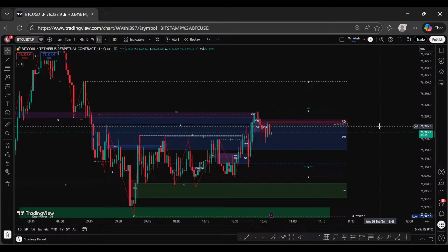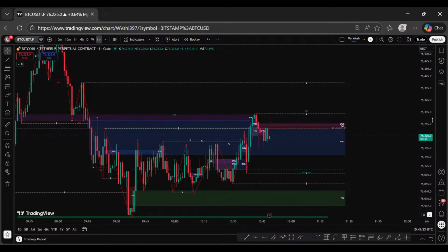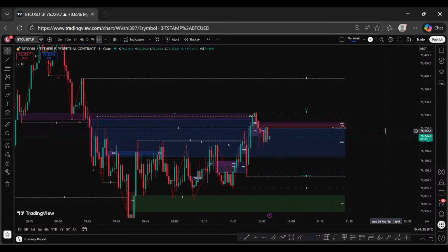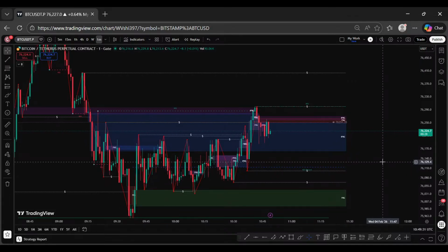So BTCUSDT, the main section. Right now I have BTCUSDT open in TradingView. The current price is 76,226. First I want to identify the market structure. We can clearly see the direction.